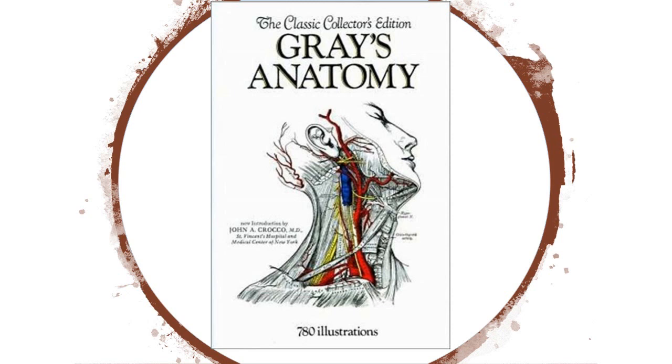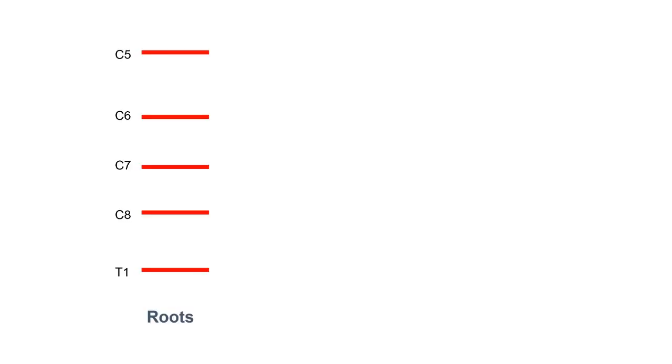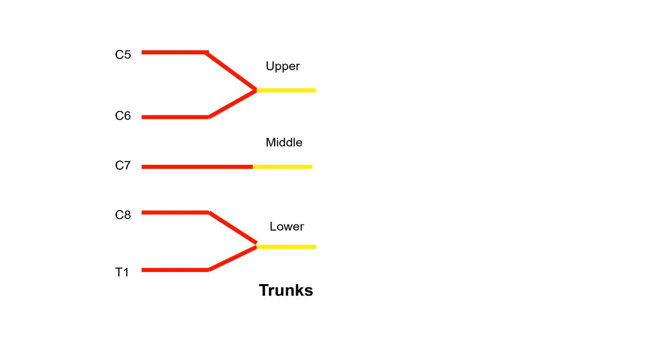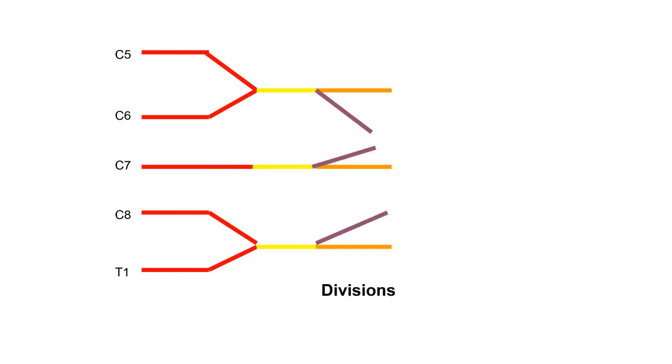This is what the textbook tells us about the anatomy of the brachial plexus. The anterior rami of the spinal nerves C5, C6, C7, C8 and T1 form the roots of the brachial plexus. Roots of C5 and C6 unite to form the upper trunk. The C7 root continues as the middle trunk, and the roots of C8 and T1 form the lower trunk. These trunks then further divide into anterior and posterior divisions.